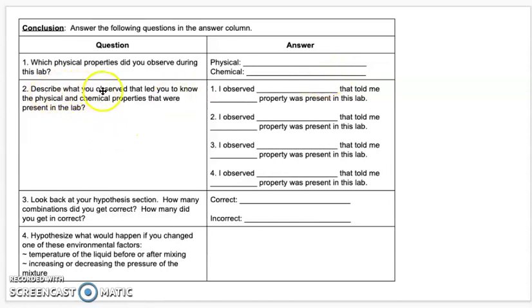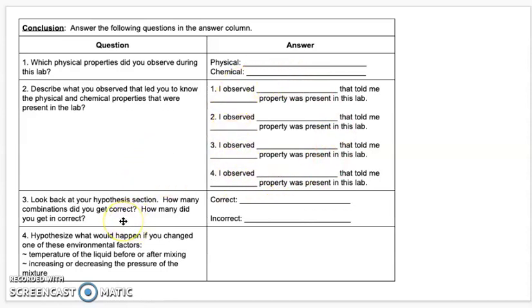Then we need to describe what you observed that led you to know the physical and chemical properties were present in the lab. So if you said you saw solubility, why? So we all know solubility is dissolving. So I could say I observed dissolving. That told me solubility property was present in this lab. I know it's not great grammar, but we're going to go with it. I observed bubbles. That told me the reactivity property was present in this lab. Okay, see how many of these you can fill out. You may or may not need all 4.